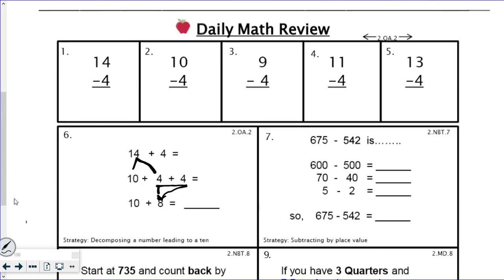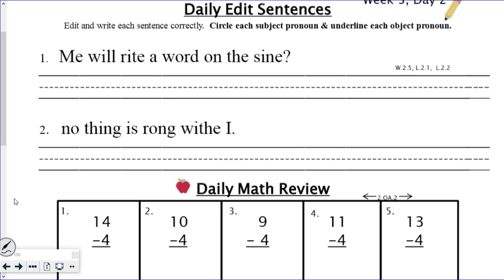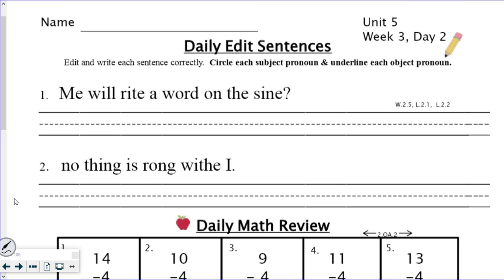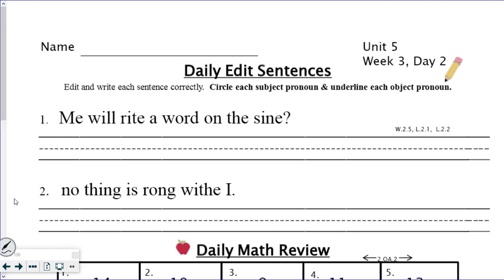And let's start checking from the top if you've answered all of the problems and you're ready to check them, right? You should not be here checking unless you've answered all the problems or at least tried. Number 1, me will write a word on the sign. We don't refer to ourselves as me. We refer to ourselves as I.